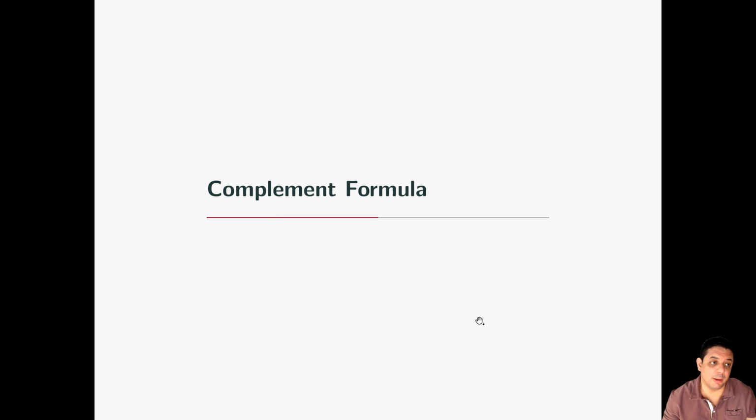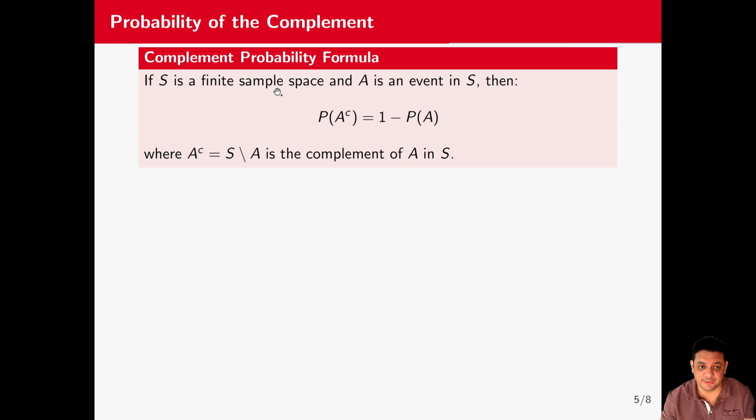Now let's talk about the complement formula. If S is a finite sample space and A is an event in S, then the probability of the complement is 1 minus the probability of the event A. This is because a complement can be seen as the sample space minus the set A, or the event A.